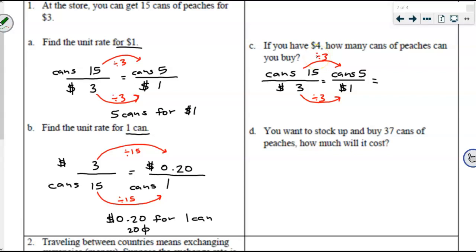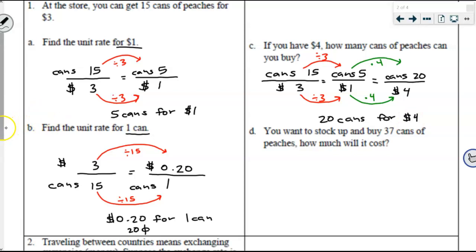And now with that work done and out of the way, can I easily turn a $1 into the $4 that I'm needing for this particular problem? Yeah, that's easy. That 1 changes to a 4 by multiplying by 4. So I do the same thing with the other part of that ratio. We multiply by 4. Cans, 5 cans times 4 is going to be equal to 20 cans. So again, answering that question quantitatively, we can say 20 cans for $4.